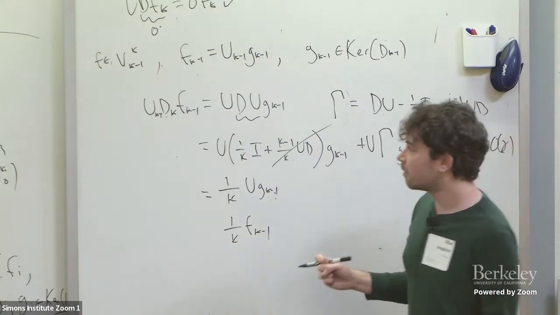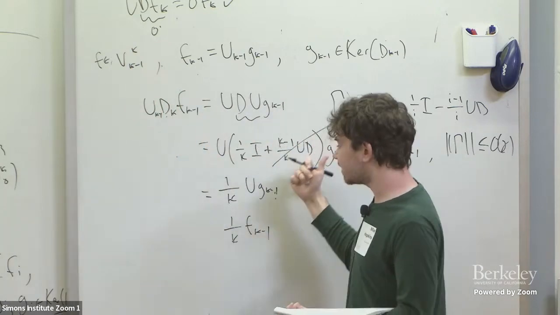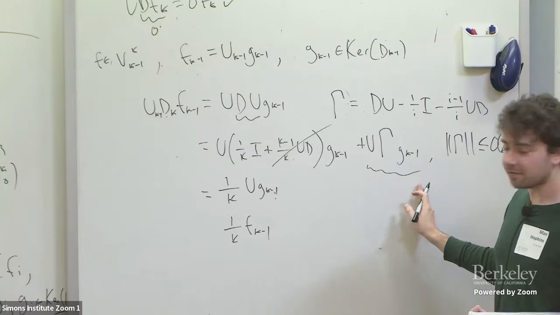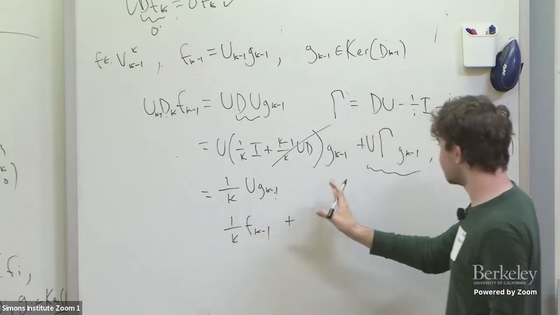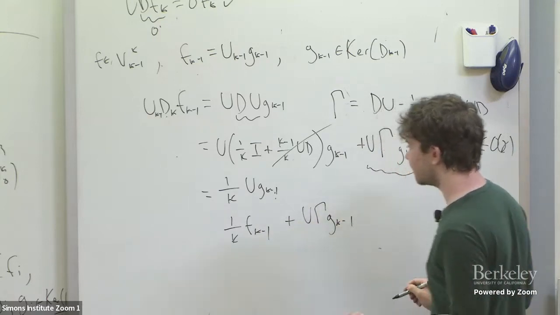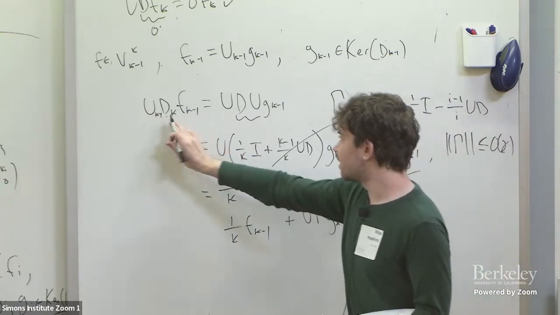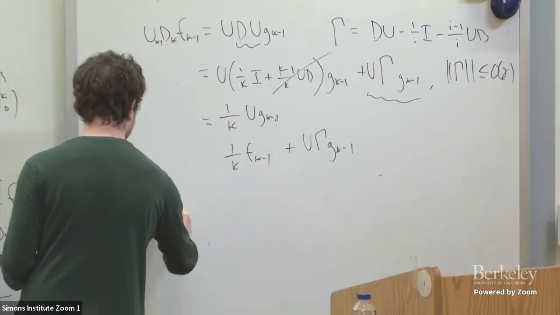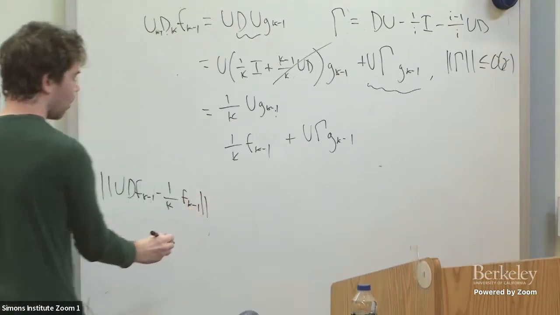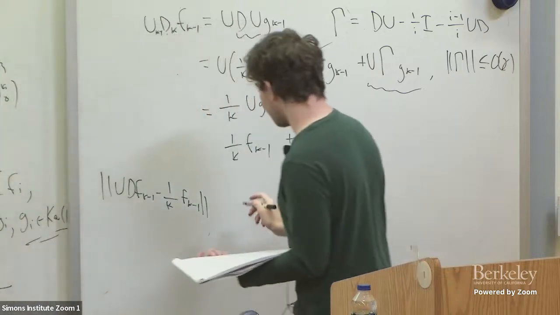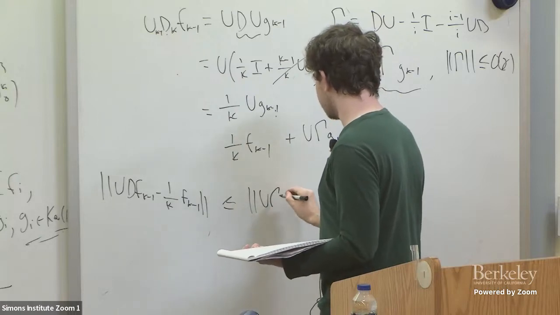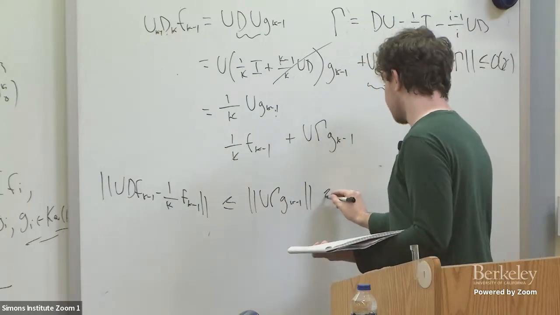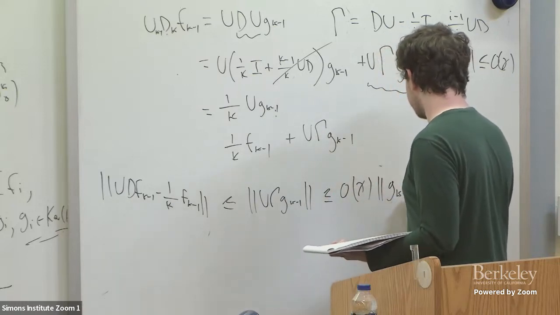And indeed, if I were to do this generally, if I were to look at i levels down, then I would flip i times, and I would get a factor of i over k. I would continue doing this flipping process, and you gain error terms that look like this form. But at the end of the day, what do I have? Let's just do the k minus 1 case. I wanted to say that in 2-norm, this and this were close. What I was trying to prove was that U D f_{k-1} minus 1 over k f_{k-1} was small. So now I can shift this over to the left side, and what I've managed to prove is that this is less than or equal to U gamma of g_{k-1}. Because the operator norm of gamma is bounded and U is an averaging operator, so it's a contraction, this is at most O of gamma times the norm of g_{k-1}.